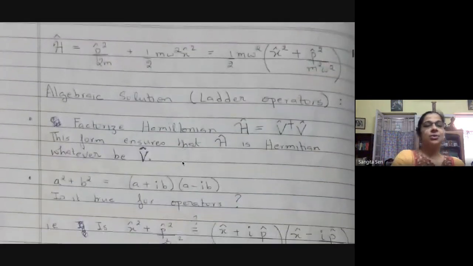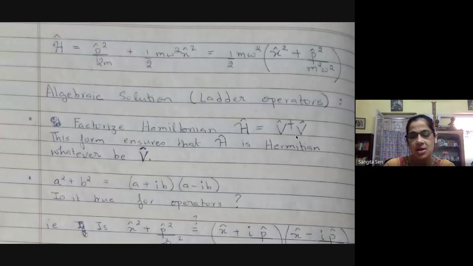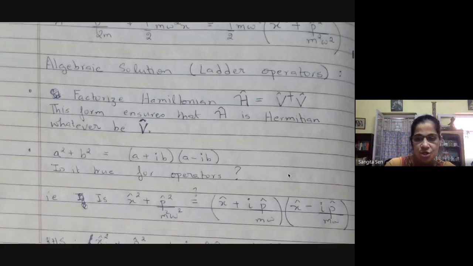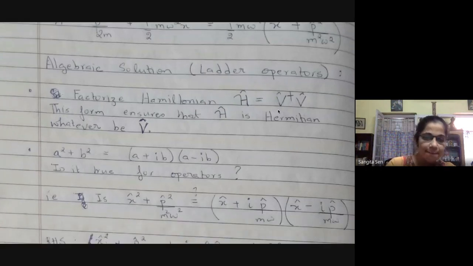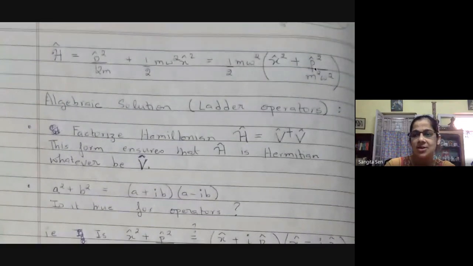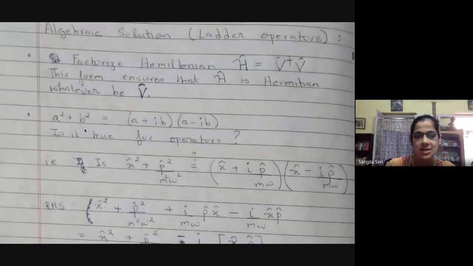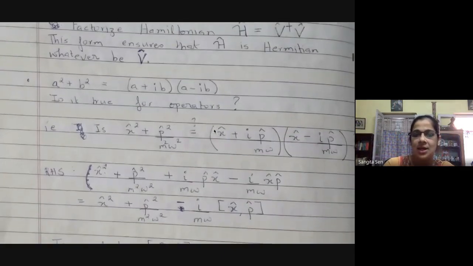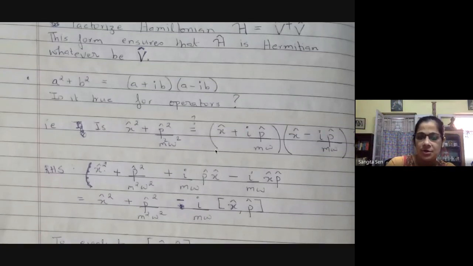And then we proceeded to solve it in a very unique way. This is not something that you would usually employ as a method of solution, but it is particularly useful for the harmonic oscillator problem. We tried to factorize the Hamiltonian into two operators, written as V dagger V, and this is by construction Hermitian, and we find out the form of V. To do that, we simply factorize this into a product of two quantities. So a squared plus b squared can be factorized as a plus ib into a minus ib, and then we found the operator forms for this.